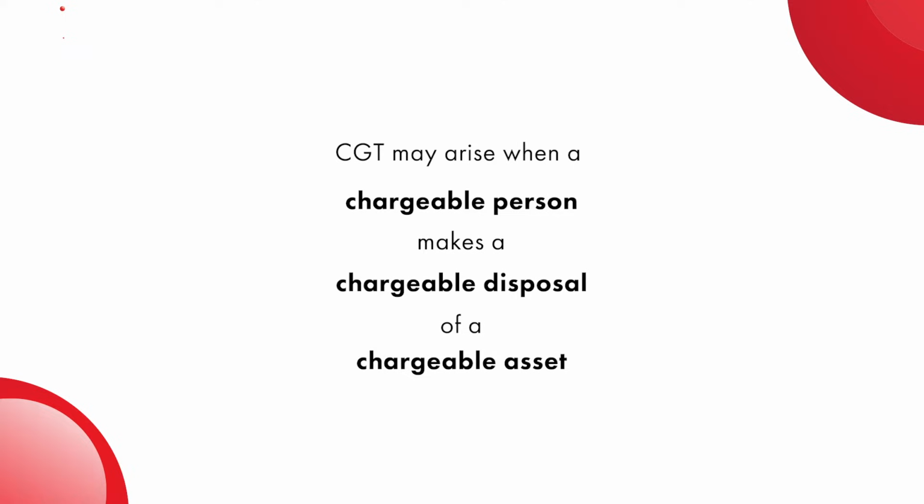As the name suggests, capital gains tax is a tax on, you guessed it, capital gains. Capital is wealth in the form of money or property that is used to make more wealth, and a gain is an increase in the value of that wealth. Capital gains tax was first introduced in the UK in 1965, and a CGT liability may arise when a chargeable person makes a chargeable disposal of a chargeable asset. But what is a chargeable person, asset and disposal exactly?